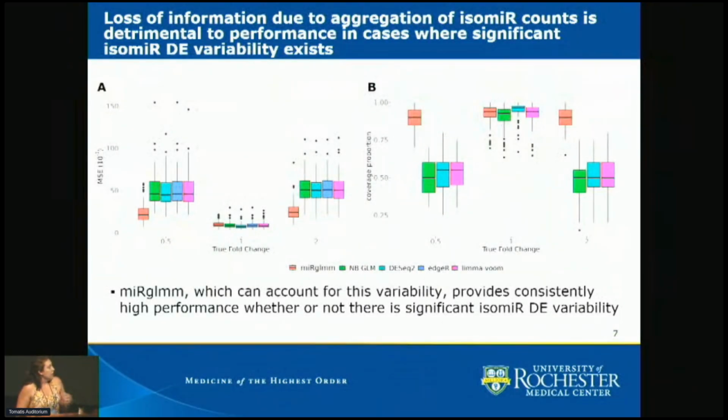But really, it's where there was a microRNA level effect with the random isomer variability induced that we see miRglmm outperforming the other methods in terms of MSE and also drastically improving the confidence interval coverage proportion. So miRglmm, which can account for isomer level variability, provides consistently high performance whether or not there is significant isomer differential expression variability. And we think this is because, if you just model the aggregated microRNA level counts, you're losing information.